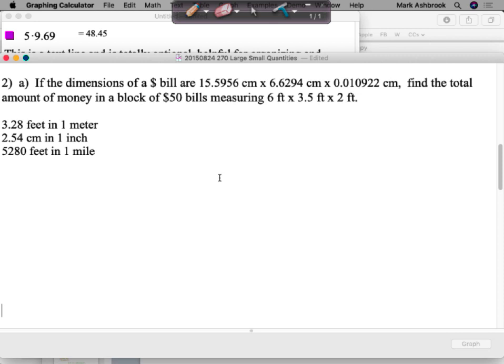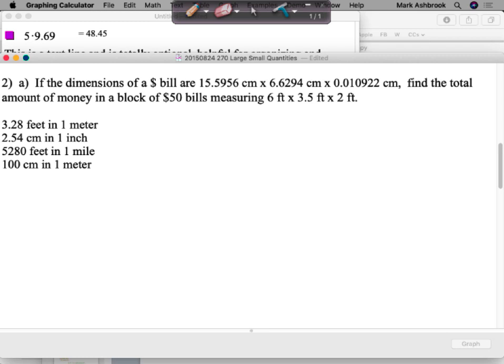So here are some conversions. 3.28 feet in 1 meter, 2.54 centimeters in an inch, 5,280 feet in a mile, and same thing, one math line in GC, so that when it's all said and done, the answer is telling you this amount of money. How much money is in that block of cash? And also there's 100 centimeters in a meter, if you didn't know that. Okay, see if you can do it.